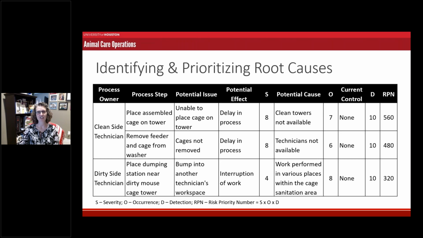And then the dirty side technician, placing the dumping station near a dirty mouse cage tower. Sometimes we would have some small collisions, and they're bumping into each other in that workspace.